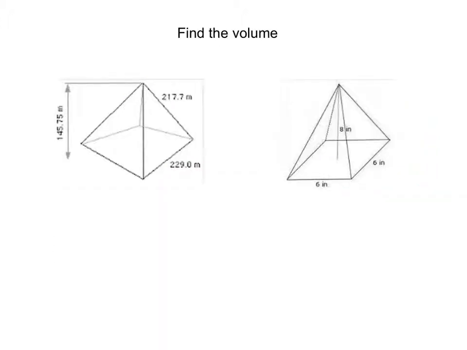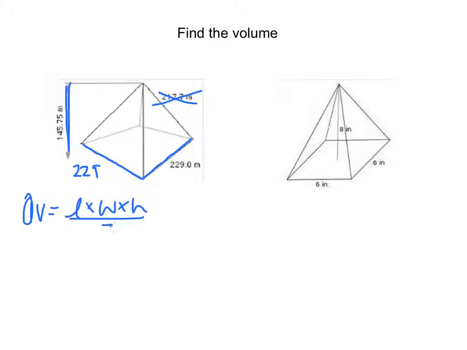And now we have a few example problems. So we need to find the area of our base, the length times our width, and notice this is a square base, and our height. This number actually has no impact. So we're going to put on our formula as step 1, length times width times height divided by 3.